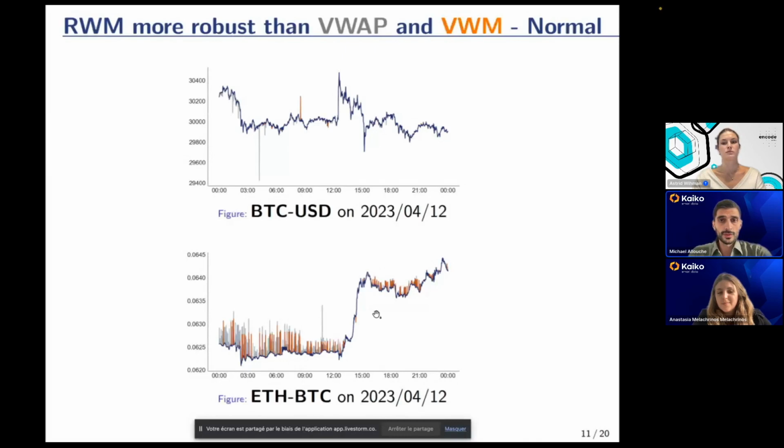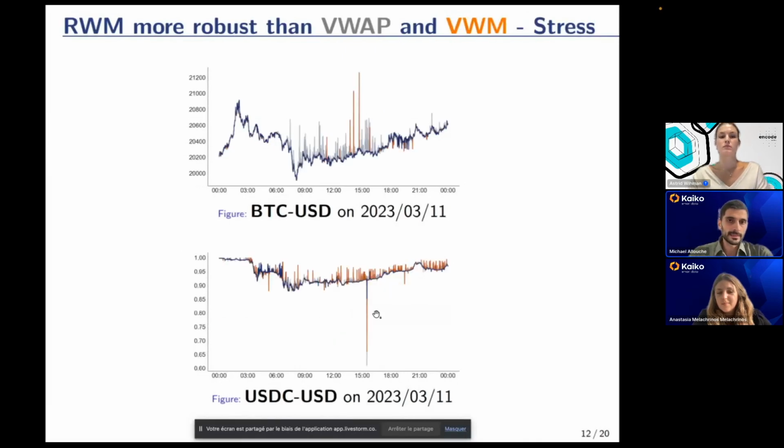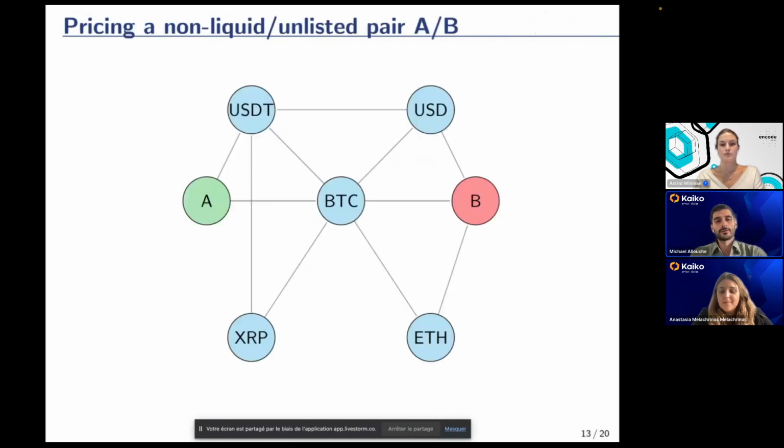Now, let's take a look at a stress day during the SVB crisis. Still BTC USD. And here you see how noisy the two methodologies are, the VWAP and the VWM prices. And finally, on USDC USD, because one of the main drivers of this crisis was the depeg of USDC. So very interestingly, we can see how our RWM behaves against the two other methodologies during that day. So that was the end of the first part.